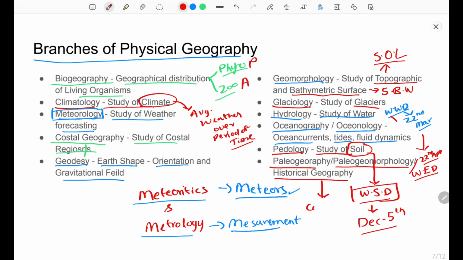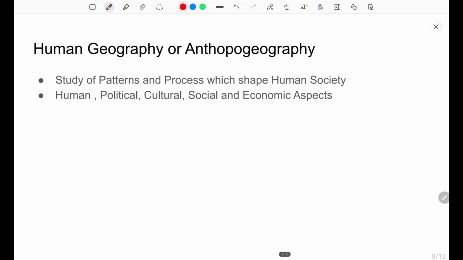Coming to paleogeography or paleogeomorphology, also referred to as historical geography. It deals with the continental drift. How continents moved, how continents evolved. It speaks about various tectonic plates and all.